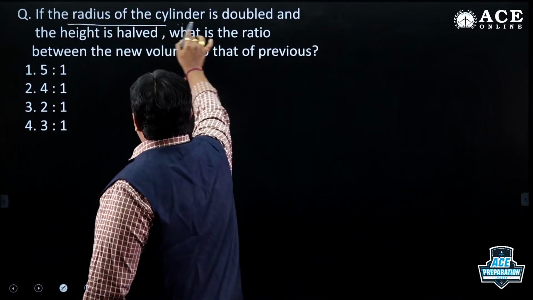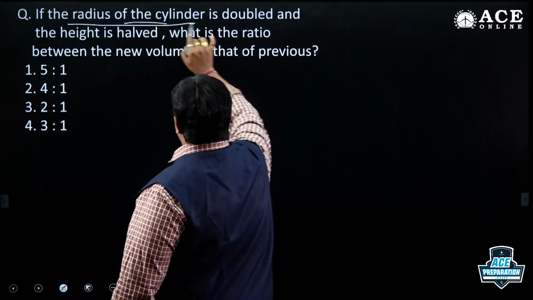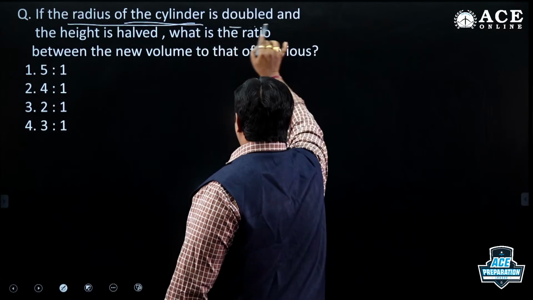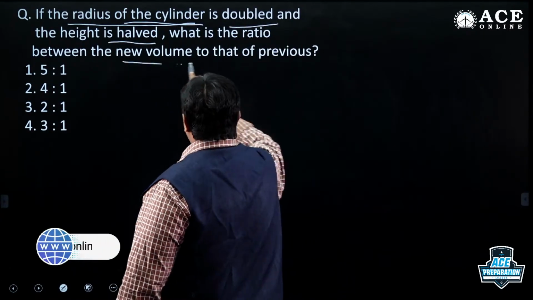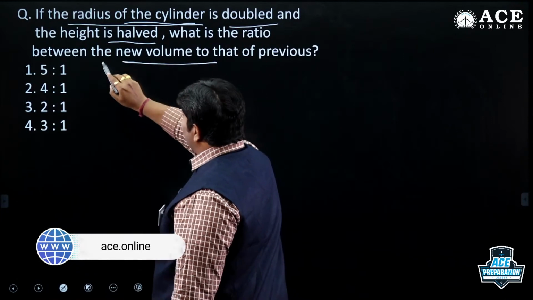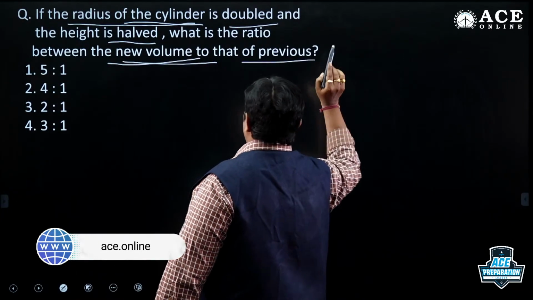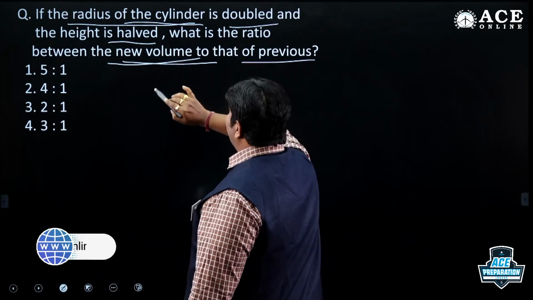If the radius of the cylinder is doubled and the height is halved, what is the ratio between the new volume to the previous?